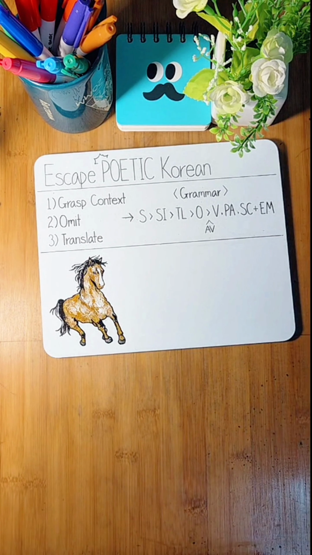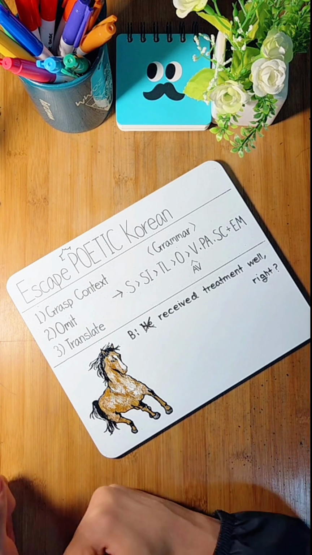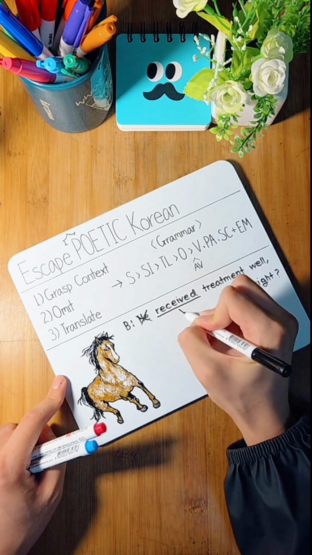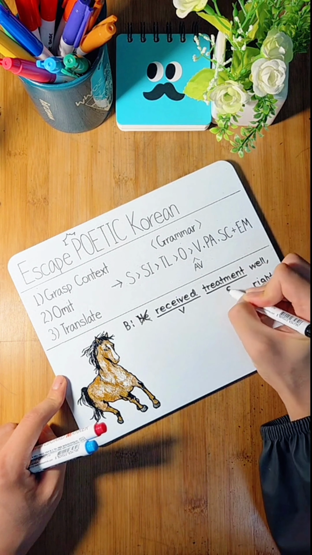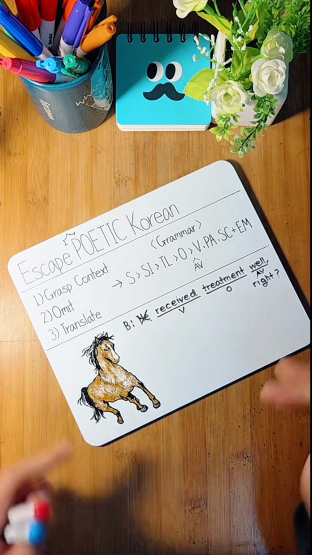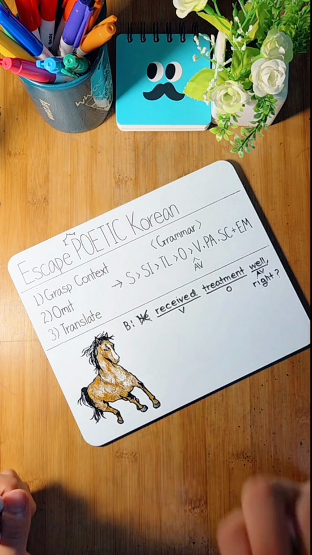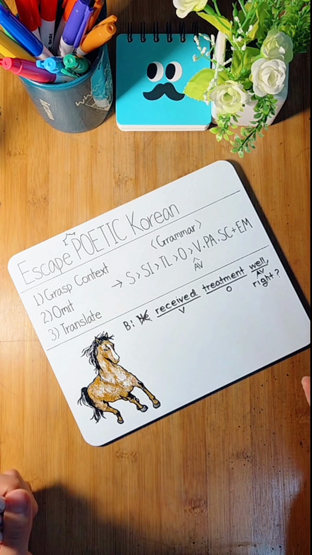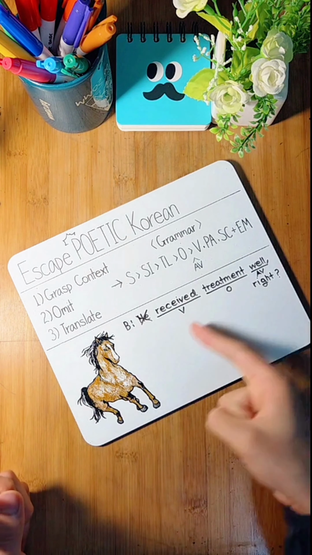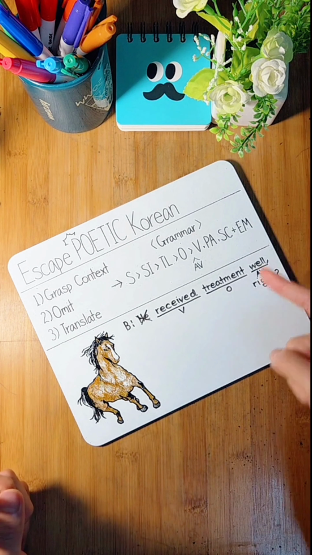Now let's take a look into what B has to say. B is going to ask the question, oh my god, what happened? He received treatment well, right? So we have the verb received, and the object treatment, and then the adverb well. Now, whenever you're talking about any kind of a medical condition or injury and it has to be treated, in Korean you can say receive treatment. So that's what B is going to do as a question. He received treatment well, right?